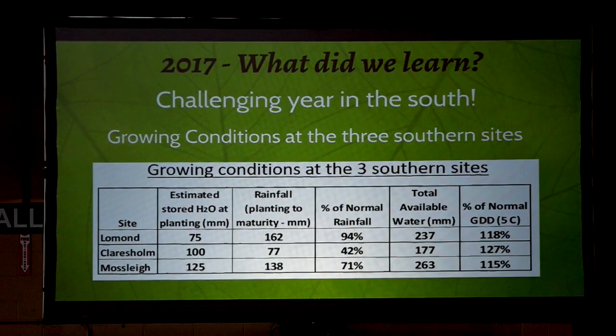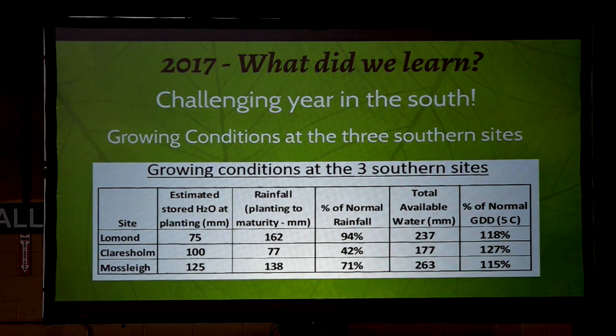And what did we learn? So, a challenging year and growing condition. These are the 3 sites here. You can look at the estimated stored water at planting in millimeters. At the Claresholm site, we were pretty bang on. You can look at rainfall, planting to maturity. Even though Claresholm did start off at about normal, they had a very challenging year with only 77 millimeters of rainfall, and that's only about 42% of their normal amount. So very challenging at that site.